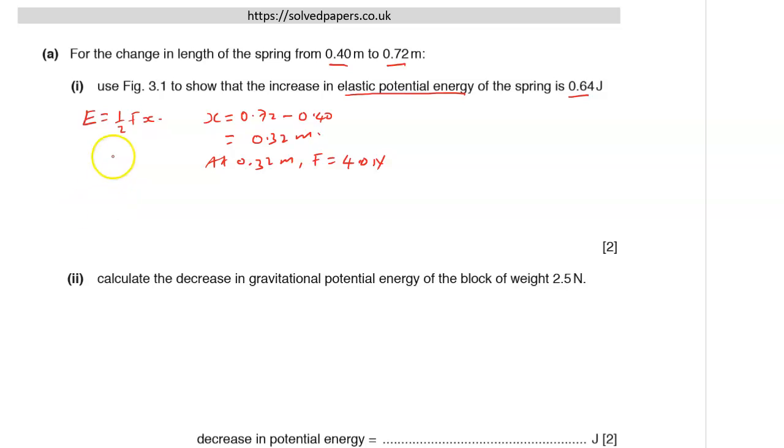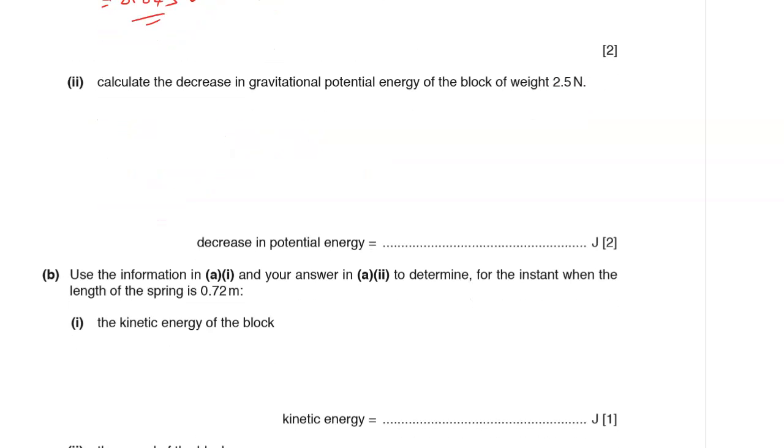So now you bring this value and this value over here. You get half times 4 times 0.32. We are looking at the increase in elastic potential energy. When you multiply that, the half and the 4 give 2, and 2 times 0.32 gives 0.64 joules. So that is what we were supposed to show, that the increase is 0.64 joules, and that is shown right there. Part 2.